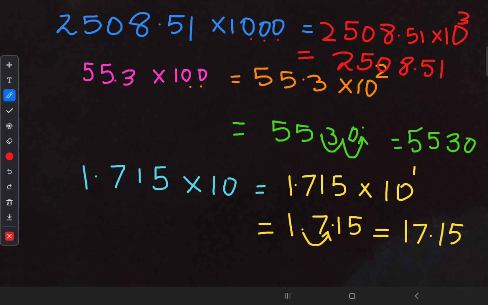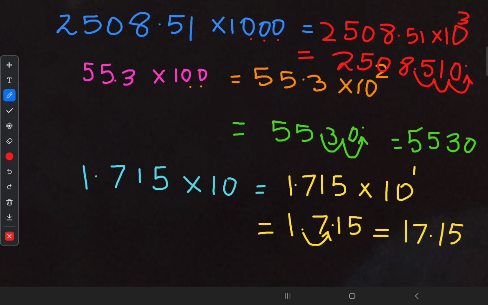2580.51. Hence 10 to the power of 3. The decimal should move 3 digits towards its right. Let's move: 1, 2, 3. Our decimal should be somewhere here. But you can see in between this space there are no numbers. We can't leave this without numbers, so over here we can replace this space by using a 0 digit.